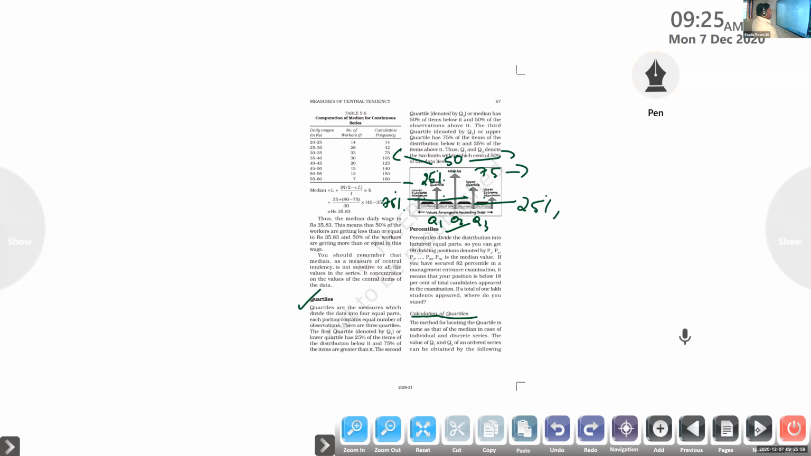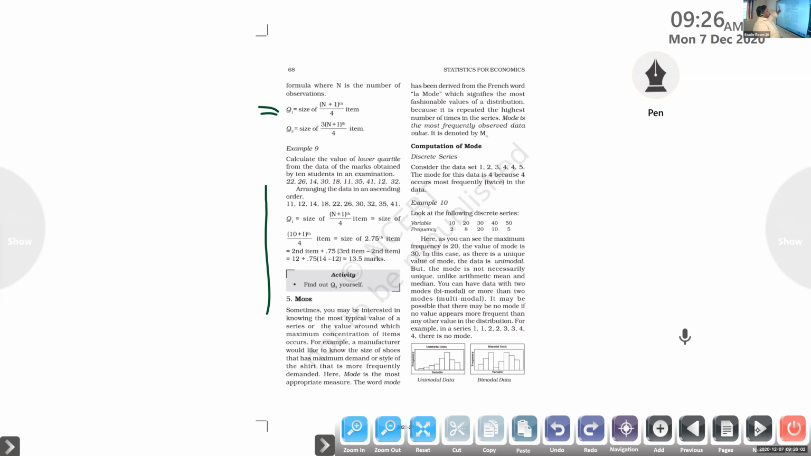We are going to find Quartile 1 and Quartile 3 for a set of data. The data provided here is 11, 12, 14, 18, 22, 26, 30, 32, 35, 41. In the question it is not like that, so we rearrange it like this. The question is not in the correct order, and we arrange the data into ascending order. Keep that in your mind, ascending order. The lowest number is 11 and the highest is 41, so arrange all the numbers in between.